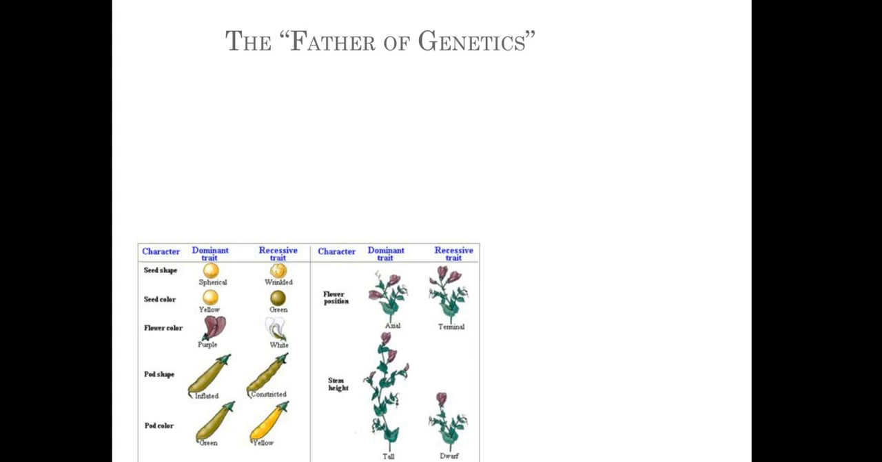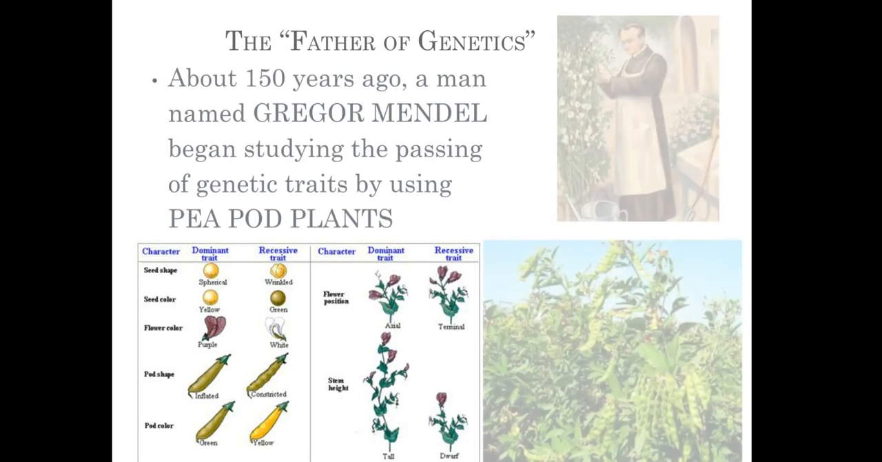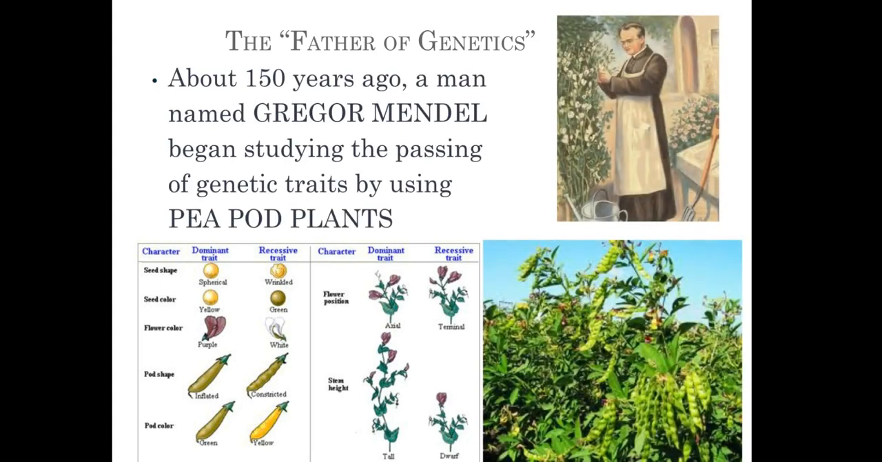Let's start by discussing the father of genetics, Gregor Mendel. We call him the father of genetics because he was the first guy who really did some experiments about where traits come from and how traits are passed on. He began this process by studying pea pod plants. Yes, pea pod plants in his monastery garden.